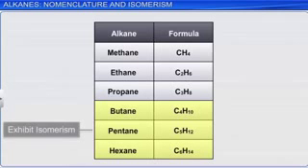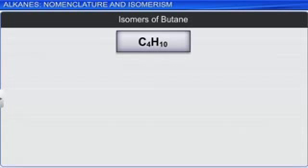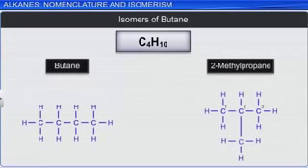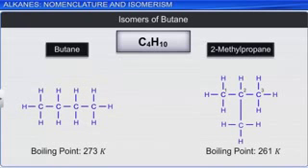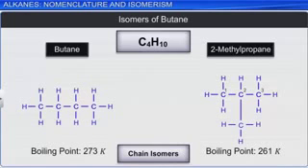Such compounds are called isomers. The phenomenon of exhibiting isomers is called isomerism. For example, in butane, we get 2 possible structures, one as a continuous chain and the other branched. Although the chemical formula for all these structures is the same, their properties differ due to the differences in their carbon chain structure. Such compounds are called chain isomers.